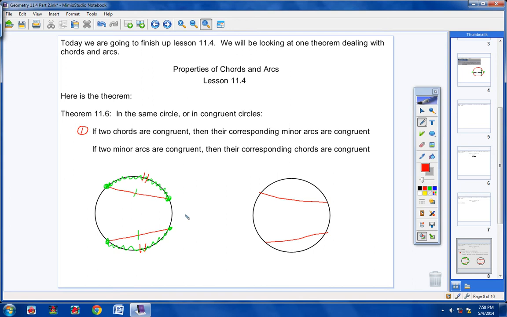That's really helpful. So if a chord and a chord are drawn in the same circle, or if they're drawn in congruent circles, if a chord is congruent to a chord, then you can say their minor arcs are also congruent.